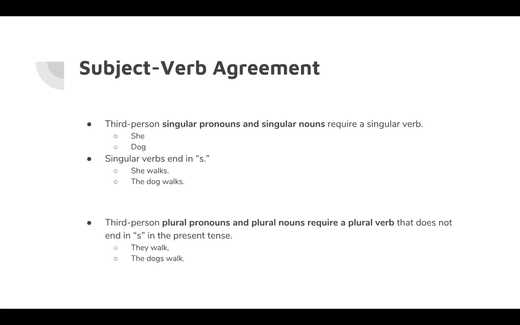On the other hand, when we have third person plural pronouns and plural nouns, more than one, these require a plural verb, and the plural verb does not end in S in the present tense. So they walk and the dogs walk. They and dogs are both plural. So in this case, they both take a plural verb that does not end in S.